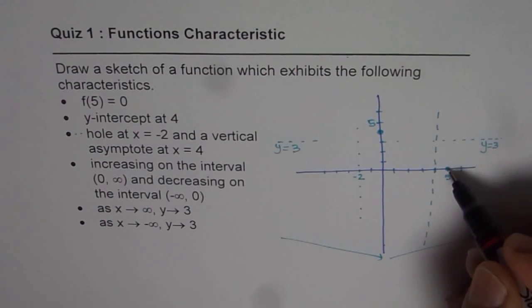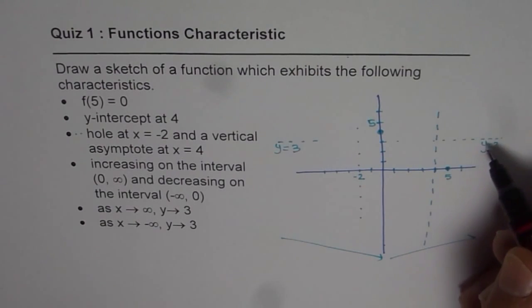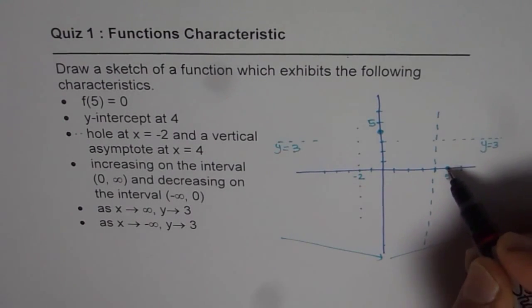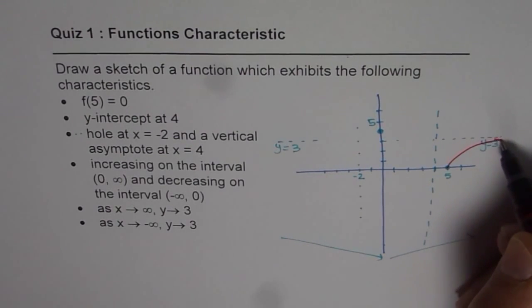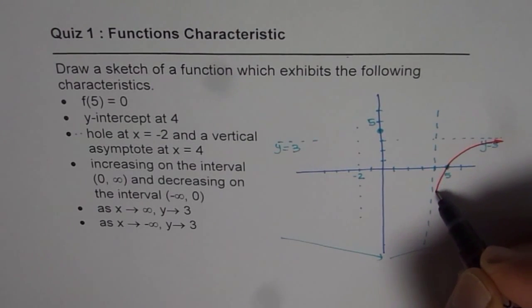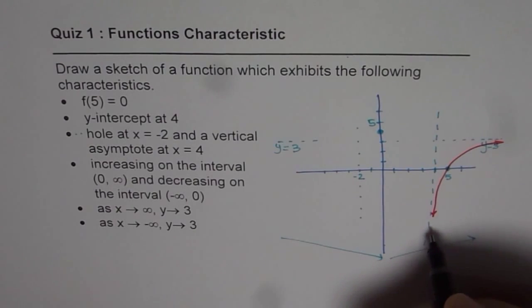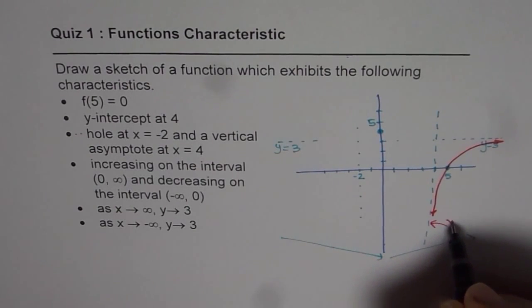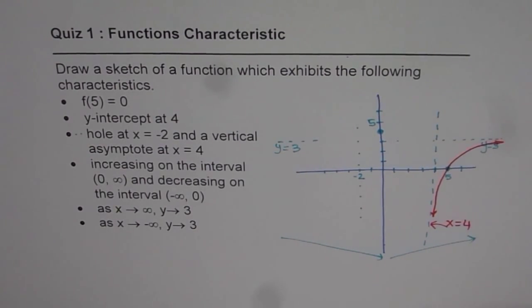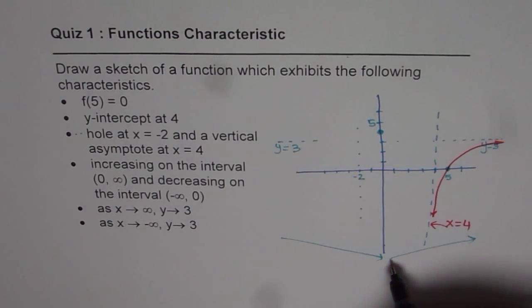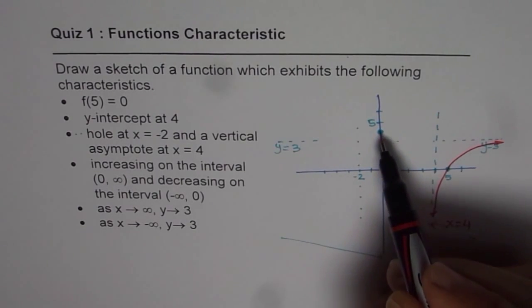Now we know we have to go through the point 5, that is the x-intercept, and that is the horizontal asymptote. And that's the vertical asymptote for us, right? So we can say, well, the graph should be like this here, and then on this side it is a vertical asymptote, right? So we know this vertical asymptote is at x equals 4, and it is increasing all the way. Now the function should be increasing on this side also, and on this side we have y-intercept at 4.